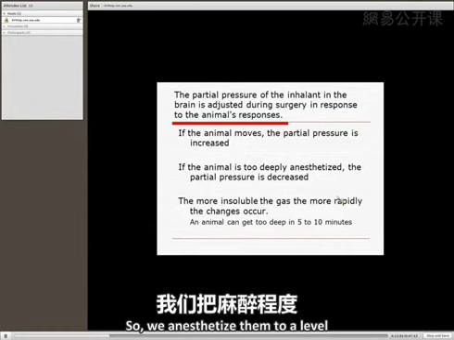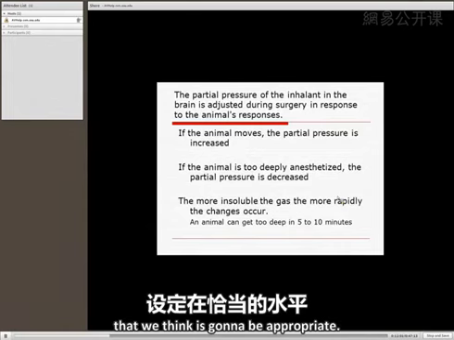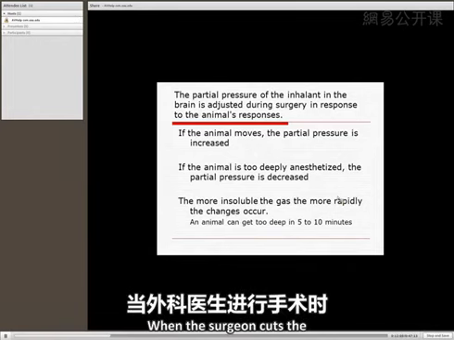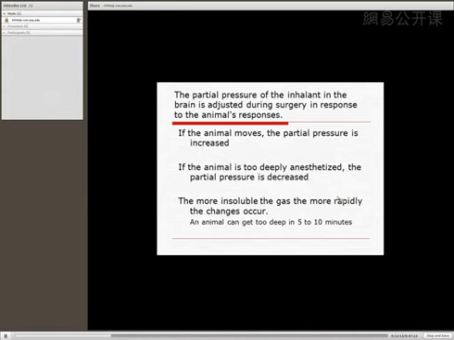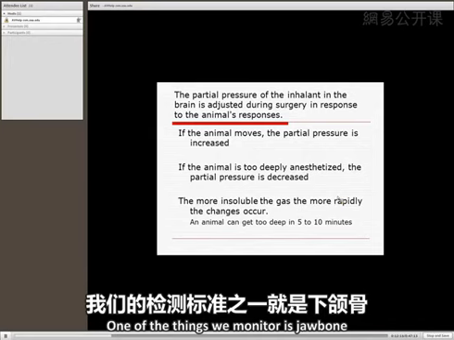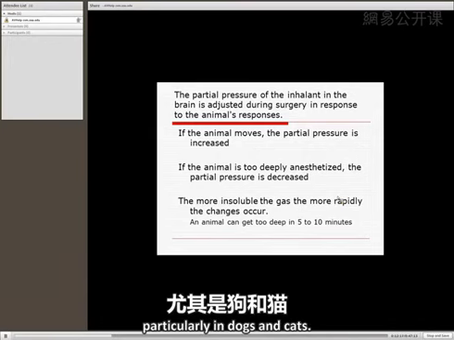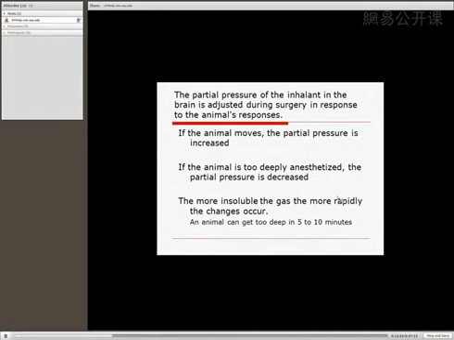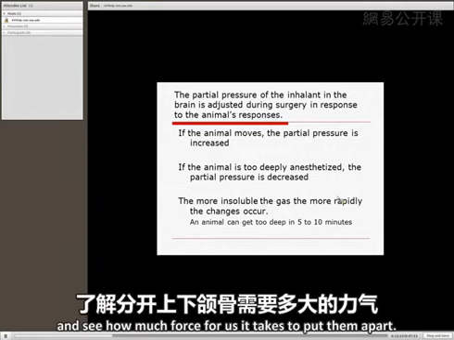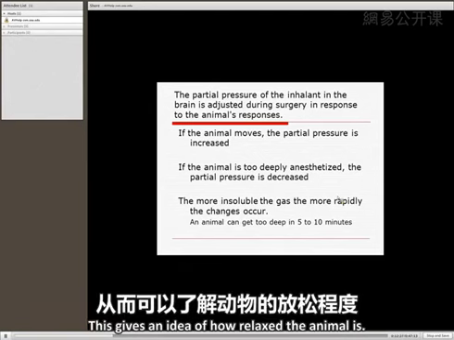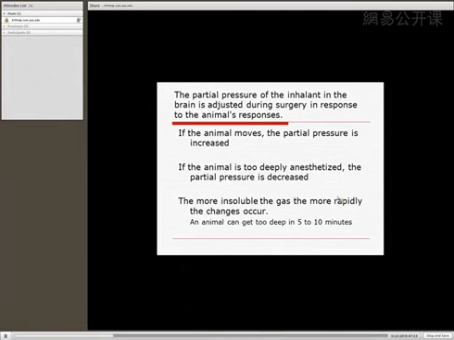So we anesthetize them to a level that we think is going to be appropriate. We monitor the animal's responses. What's its heart rate? What's its blood pressure? When the surgeon cuts the animal, does it move? Is it deeply enough anesthetized? Well, one of the things we monitor is jaw tone, particularly in dogs and cats. We just press on the upper and lower jaw and see how much force it takes to push them apart. It gives us an idea of how relaxed the animal is.